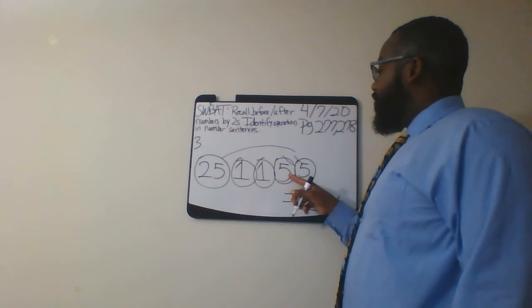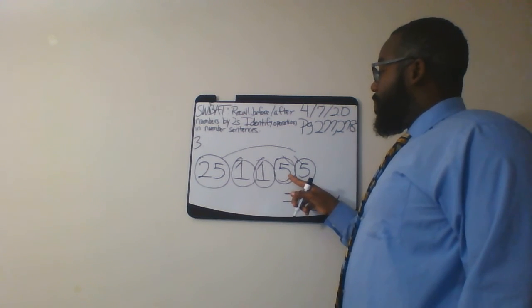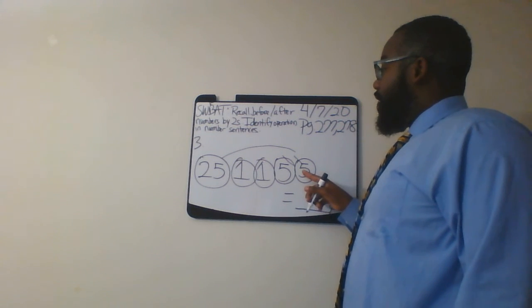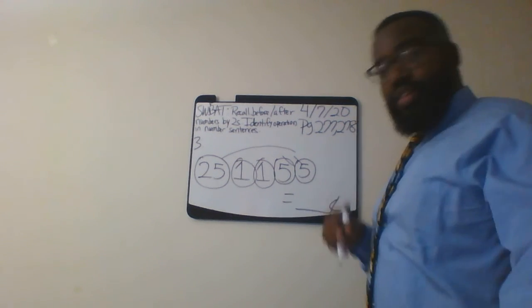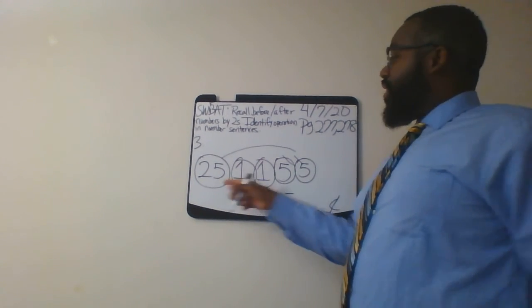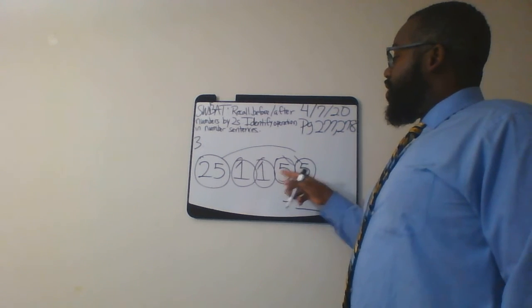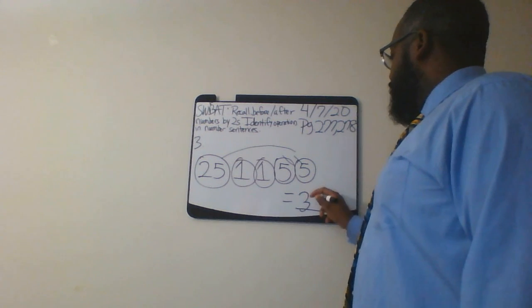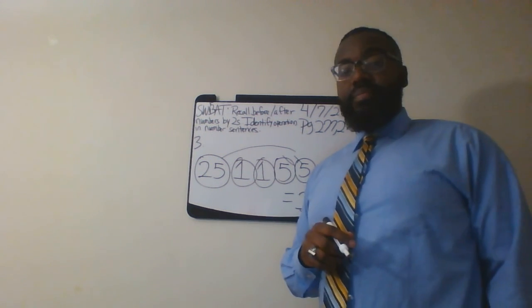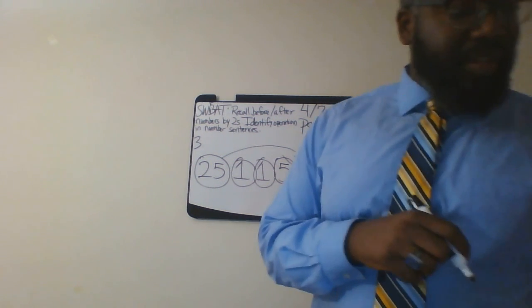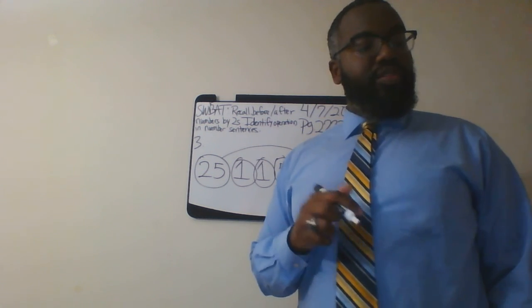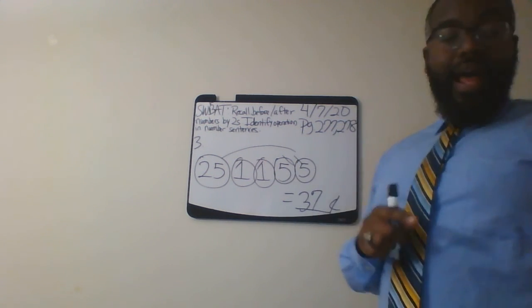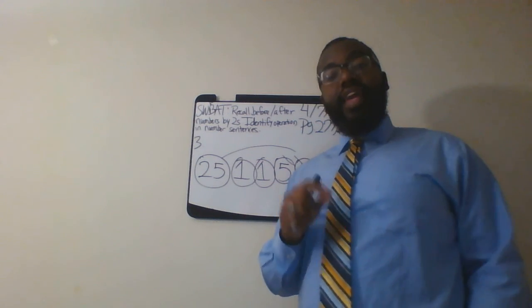25 plus 5 is 30. It's another 5. 25 plus 5 is 30. 30 plus 5 is 35. 36, 37. So there you have it. 37 cents. So as you look at the next one, they give you a quarter, 2 pennies, a nickel, and a dime for number 3. So you break it down the same way, okay?